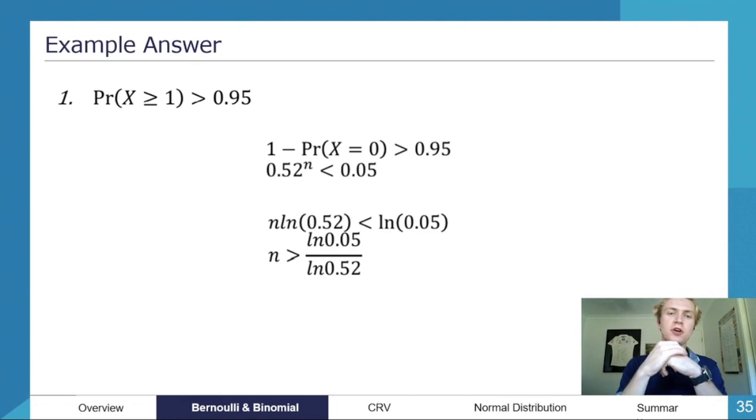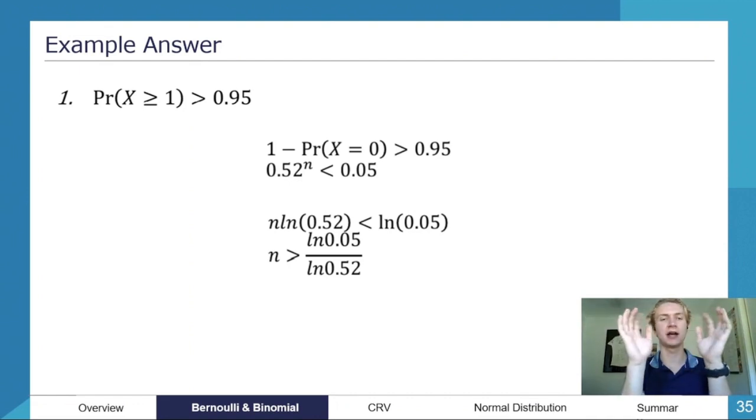So, the probability that x is greater or equal to 1, we want to find when that is greater than 0.95. I've skipped a couple of steps here, but essentially, greater or equal to 1 means it's the inverse of x equals 0, because we're talking about 1, 2, 3, 4, etc., all the way up to n. Because it has to be a discrete value, we can't use the greater or equal signs in the actual probability. That's not going to work out. We're not going to be able to get a number.